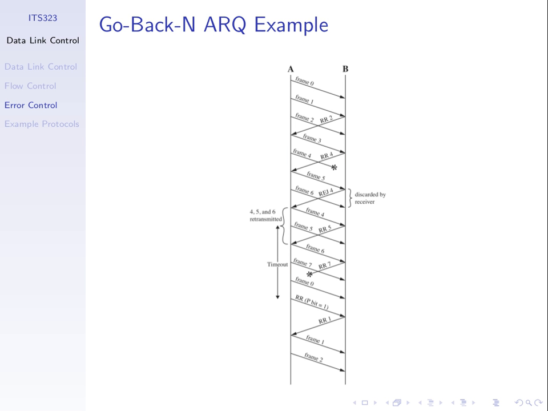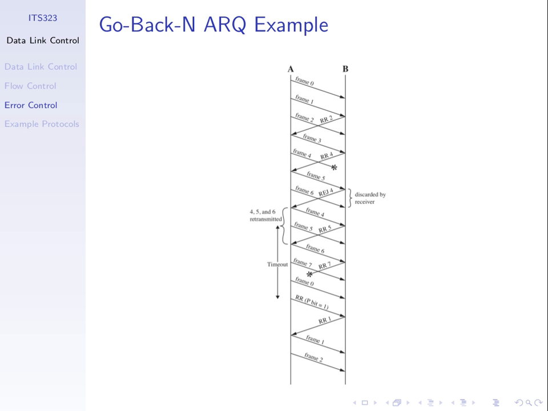Eventually, A receives the reject message, which tells A, retransmit frame 4. And 5 and 6. Why 5 and 6? A has sent 0, 1, 2, 3, 4, 5, 6. The reject 4 tells A there's an error with frame 4, but also we'll need to send the subsequent messages, 5 and 6.